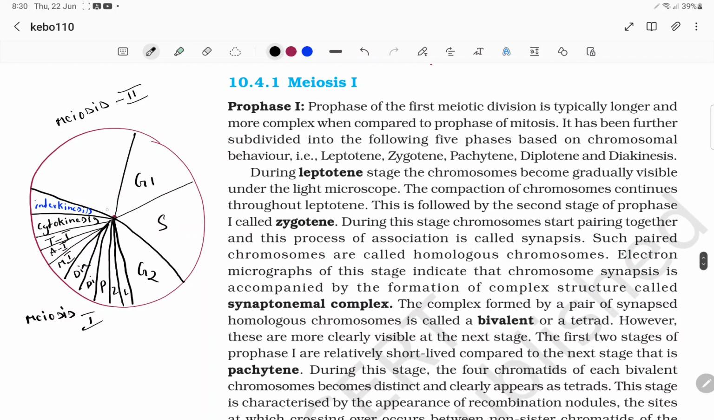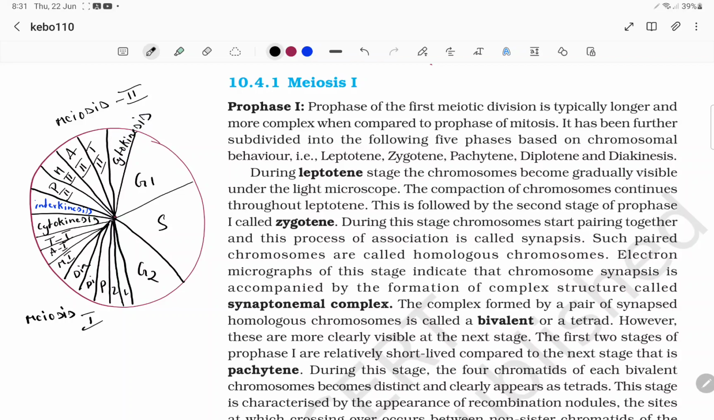Here also we have a very simple prophase 2 because it is meiosis 2, right? Metaphase 2, anaphase 2, and we have telophase 2, and here we have the cytokinesis.